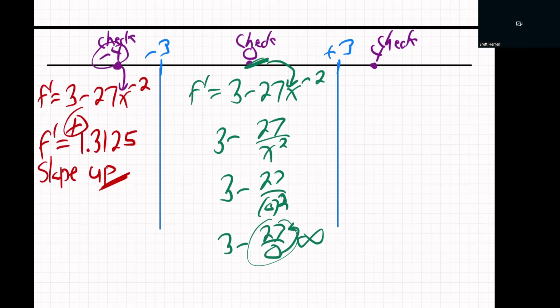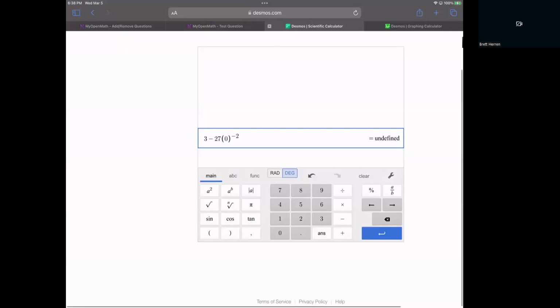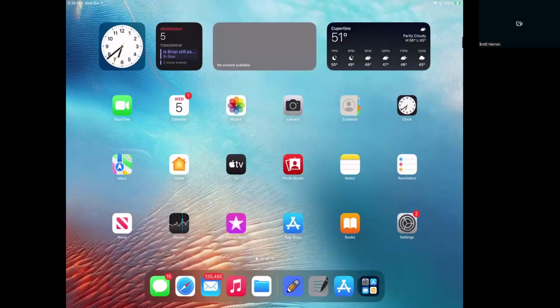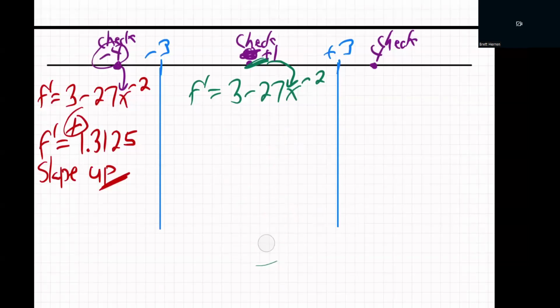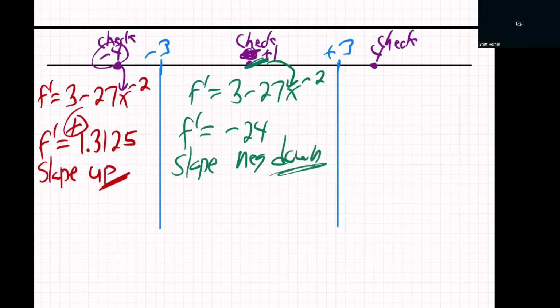So instead of checking zero, how about I check positive one? Anything between negative 3 and positive 3 is fine. Let me go back, change it to positive 1. Positive 1. What do I get? Negative 24. Negative 24. So let me erase what I did. Get negative 24. Which means the slope, remember first order slope, is negative. It's going down. The function is going down in that zone.